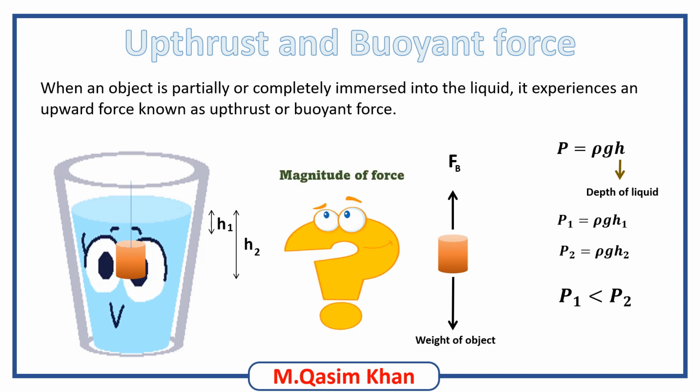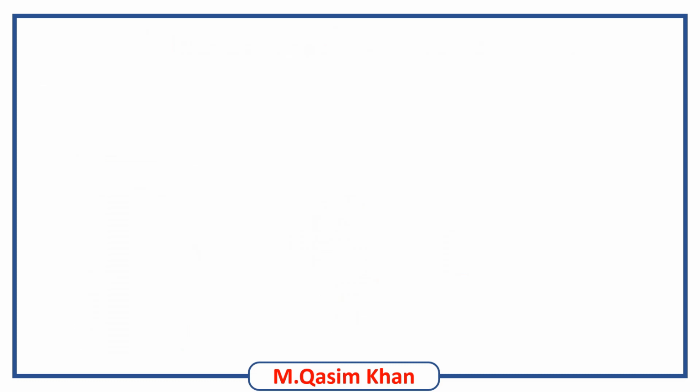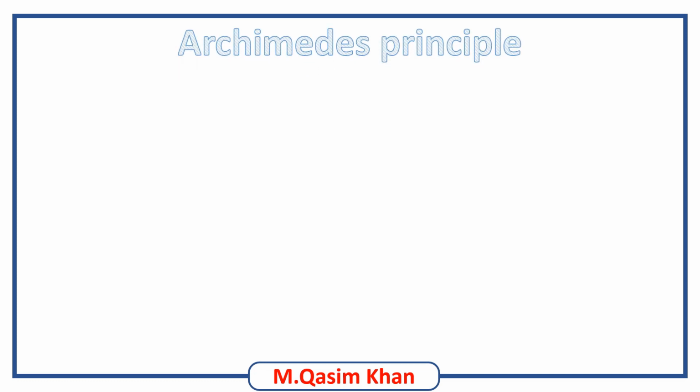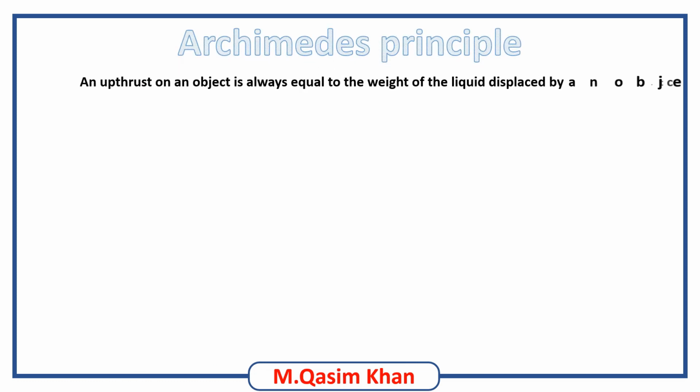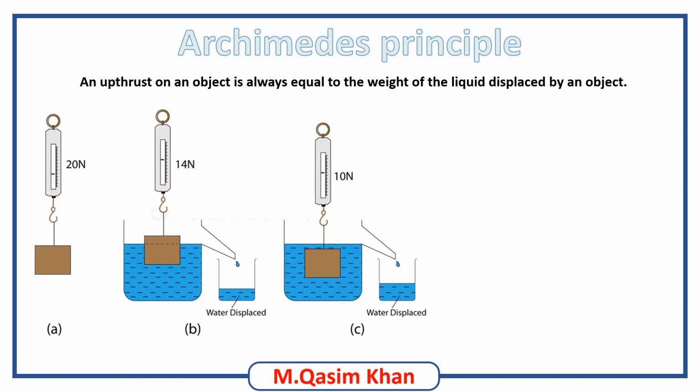So viewers, what about the magnitude of the force? To understand how many newtons of upward thrust is acting on the object, let's move on to Archimedes' Principle. According to the principle, an upthrust force must be equal to the weight of the liquid displaced by an object. To understand the concept, let's take a spring balance and measure the weight of the object. Assume that the weight of the object in air is 20 newton.